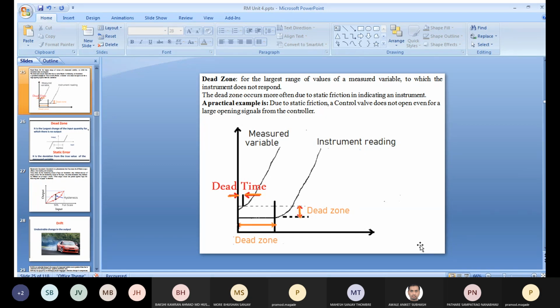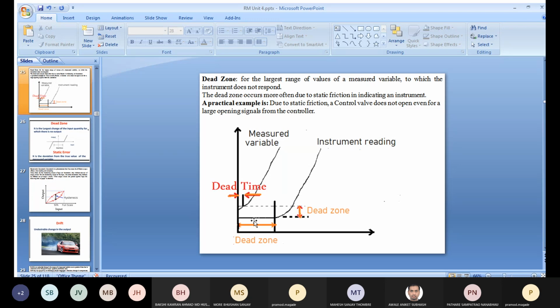You can see the figure. See, the first graph, measured variable. While starting from the y-axis, at the initial position, it will not directly jump, or there will not be a change in the output, correct? So slowly it can change. So the initial stage is called the dead time or dead zone.